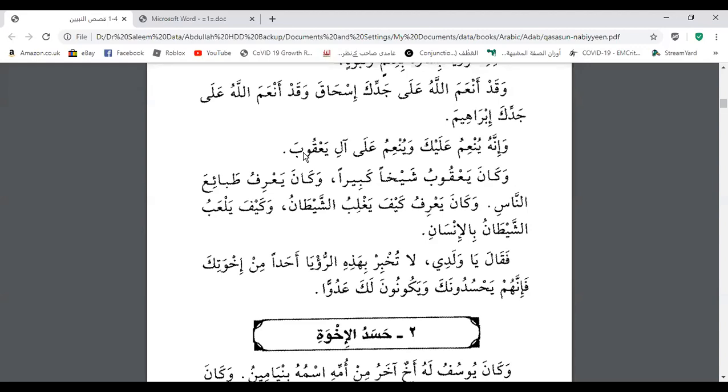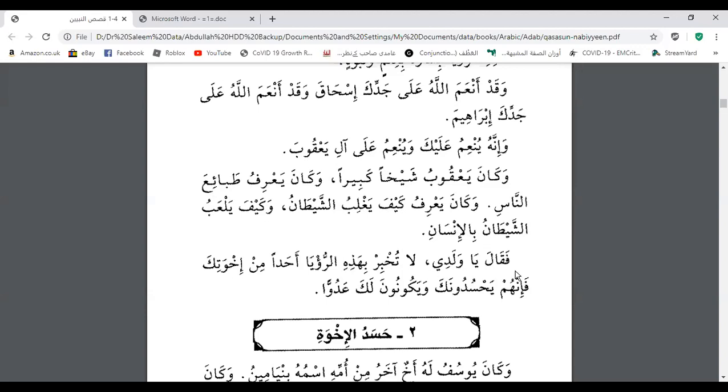And Yaqub alayhi salam was an old man, a very old man. And he knew the behavior, the attitude, the nature of people. And he understood how shaitan overpowers, and how shaitan plays with insan, with people.